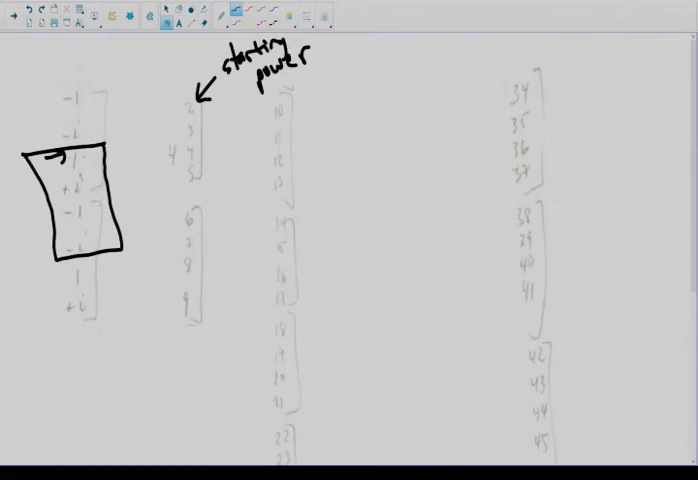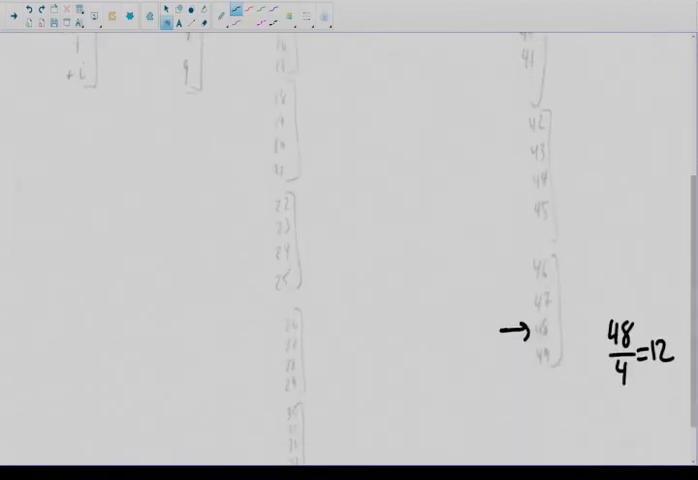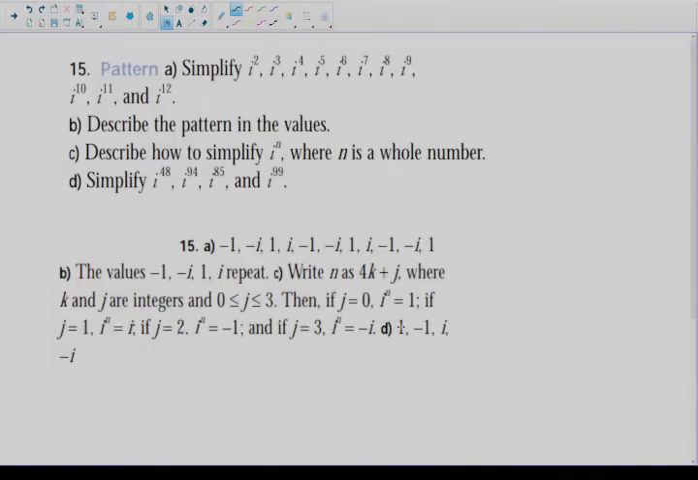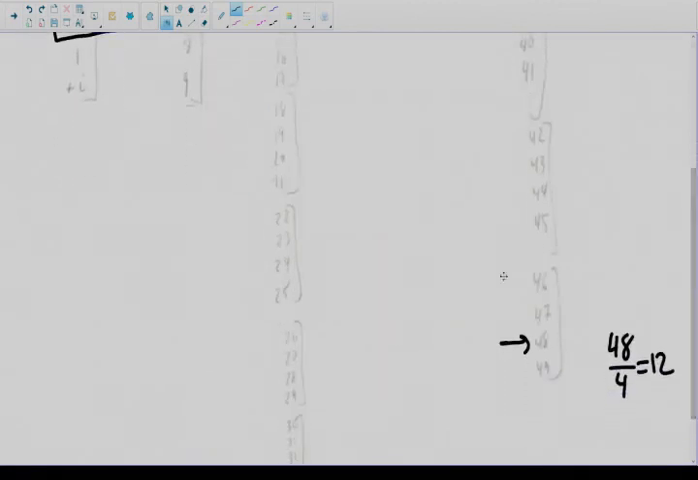And I looked in the back of the book for the answer of what i to the 48 would be. So if we go back, I believe it's in that section. So D, the answer should be 1 for a power of 48. So right here we're doing simplify i to the 48. The answer should be 1. So this answer is supposed to be 1.